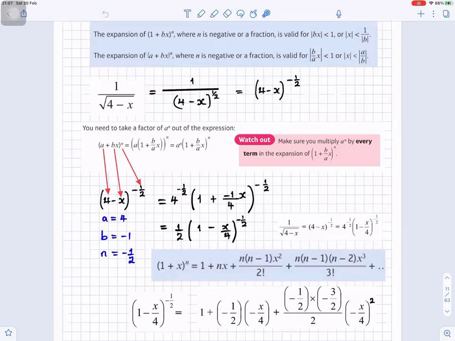So what you would do is you would have 1 plus minus a half, which is our n, and then our x is minus x over 4. Plus minus a half is our n, minus a half minus 1 is minus 3 over 2, all over 2 factorial. And our x squared is minus x over 4 all squared.